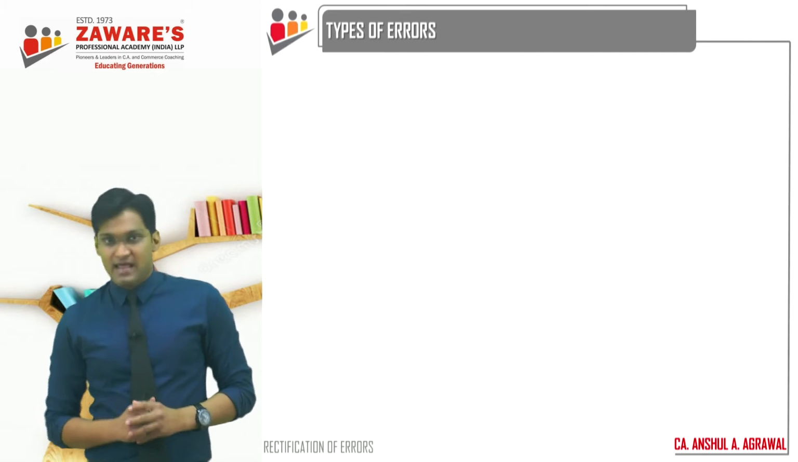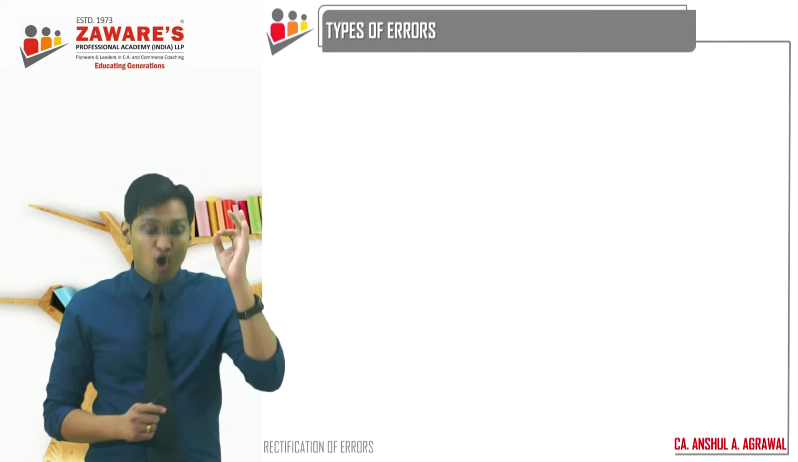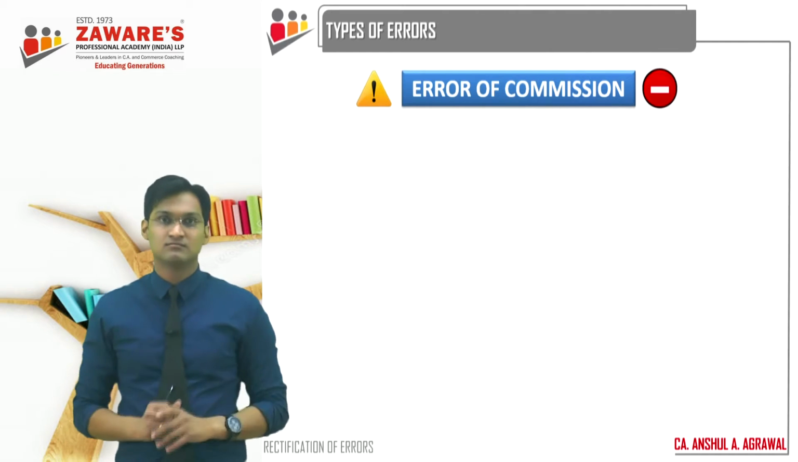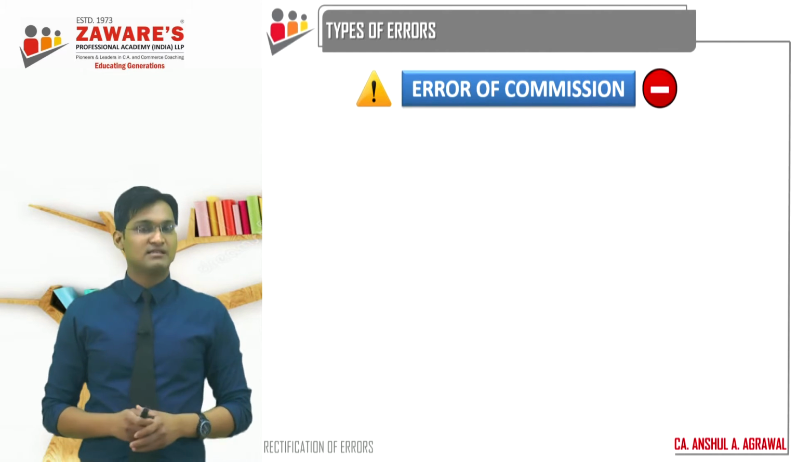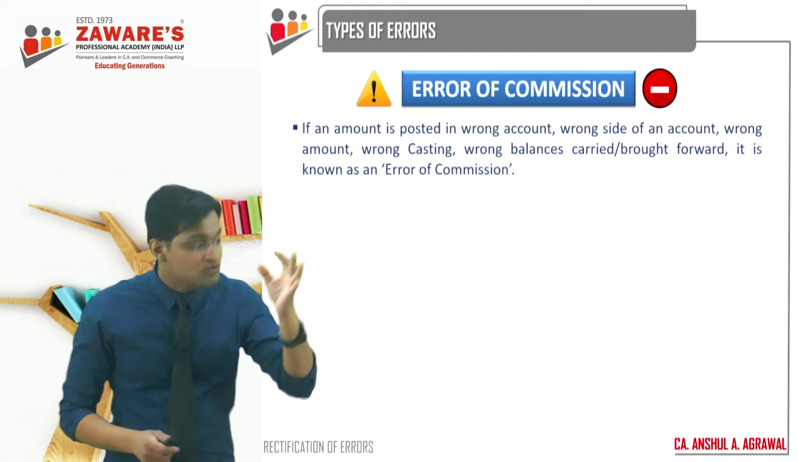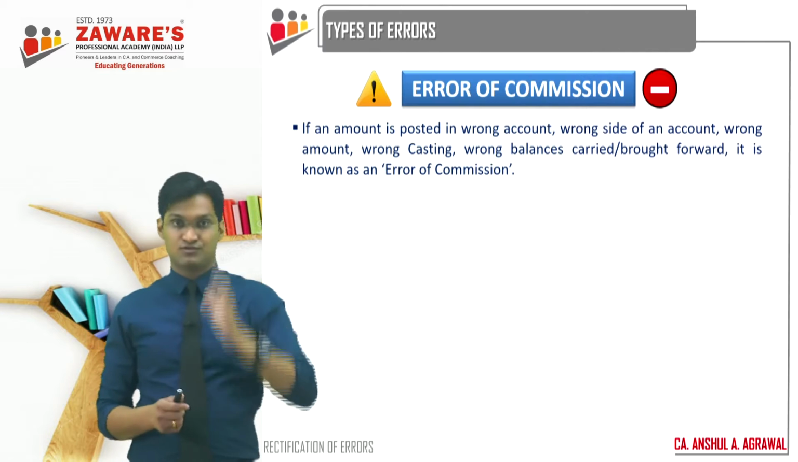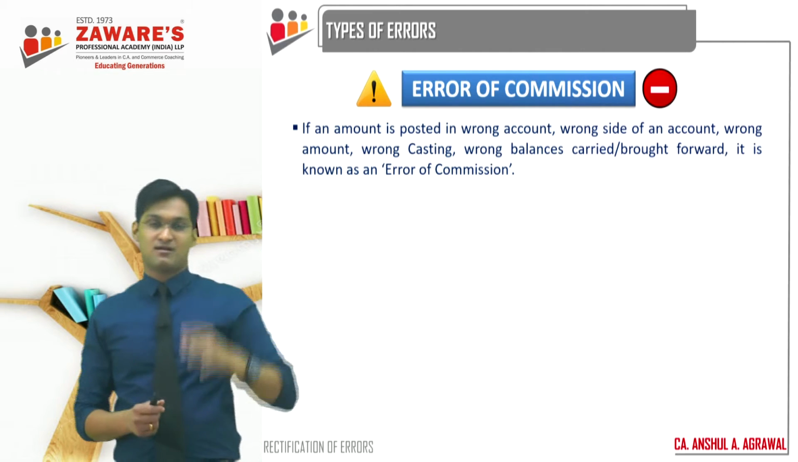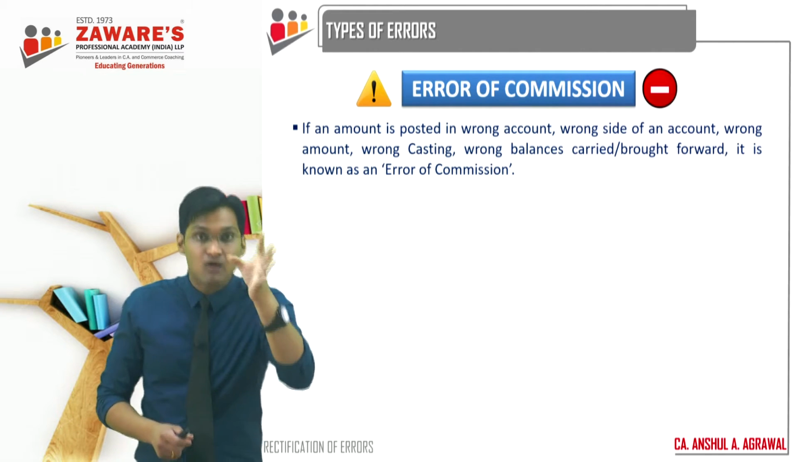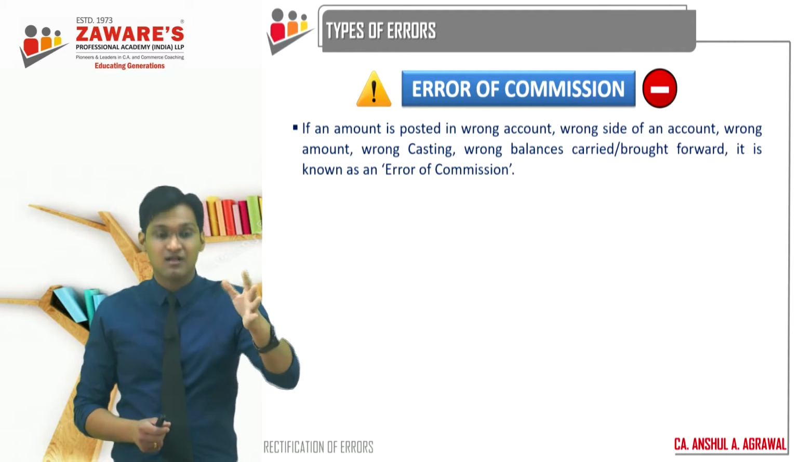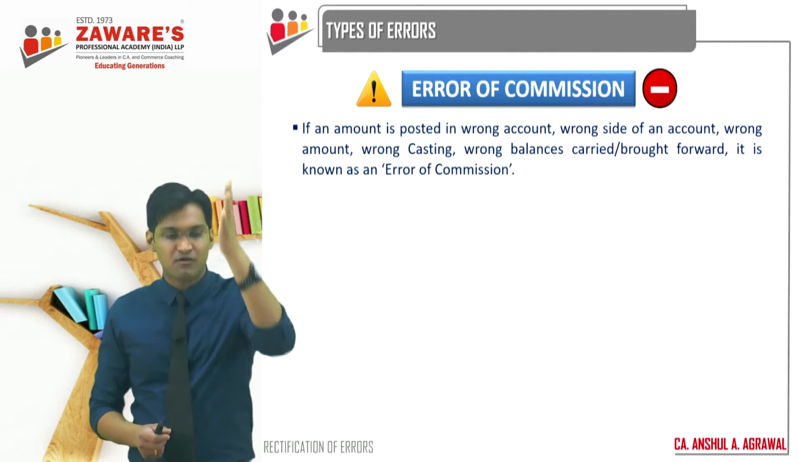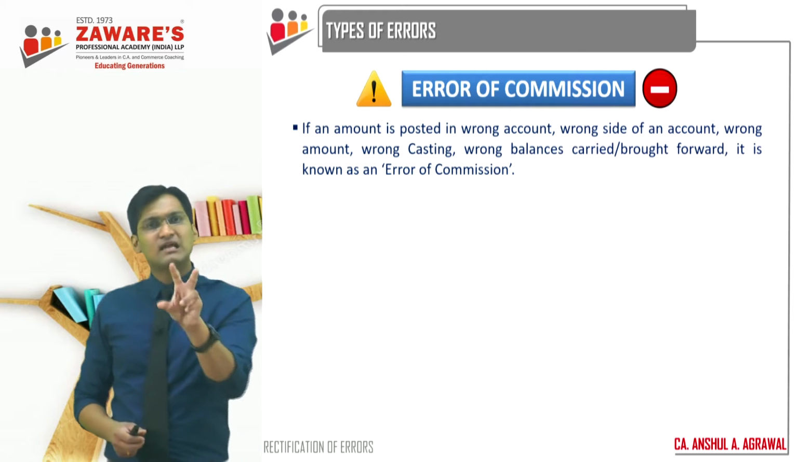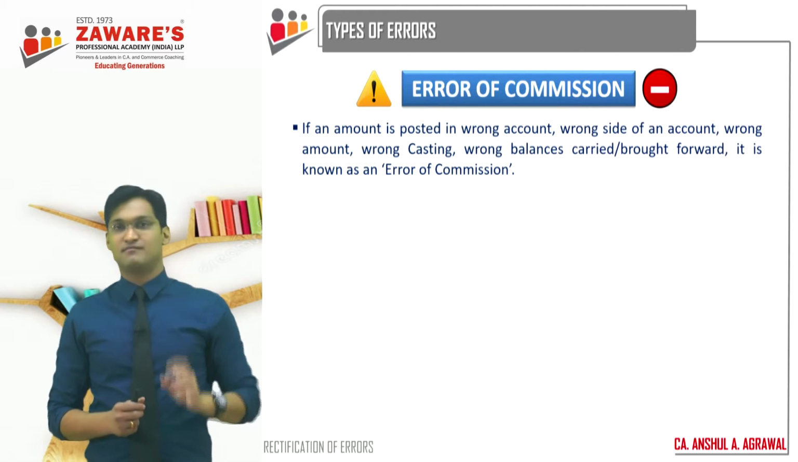The second type of error that we need to see here is error of commission. What do you mean by commission? To commit, to do. My dear friends, error of commission: if an amount is posted to a wrong account, or wrong side of an account, or with a wrong amount, or with wrong casting, wrong balances carried or brought forward, it is known as error of commission. Basically, can I say all the clerical errors are errors of commission?